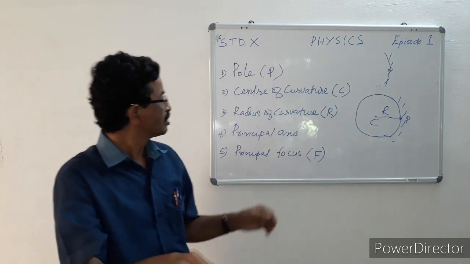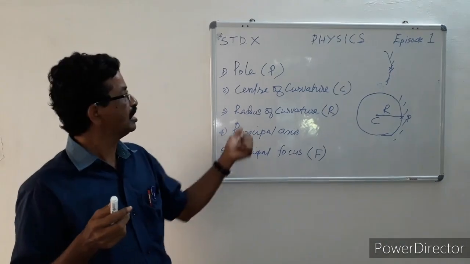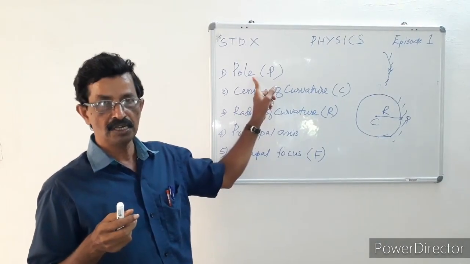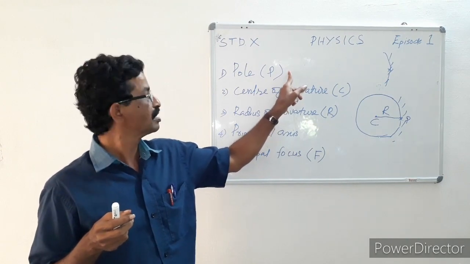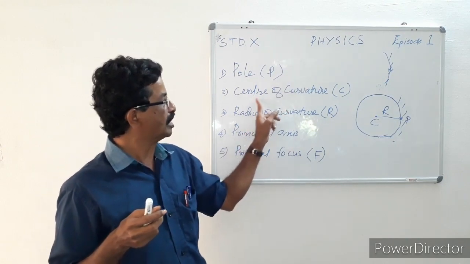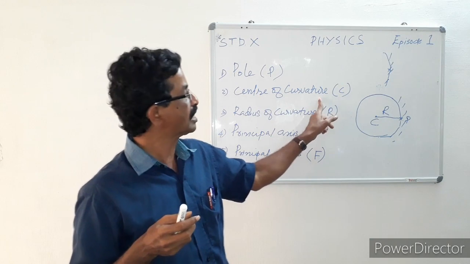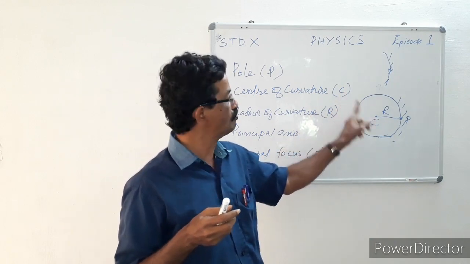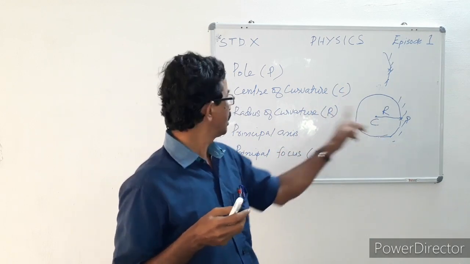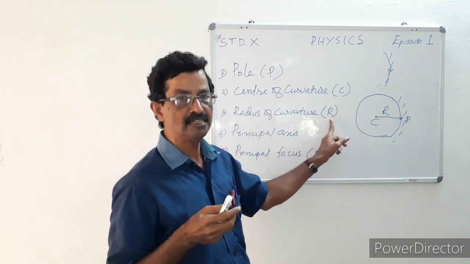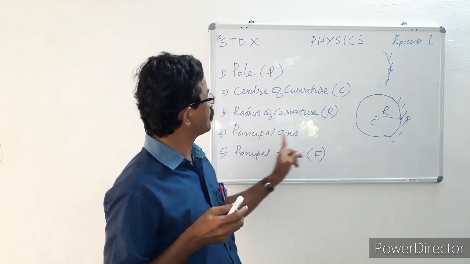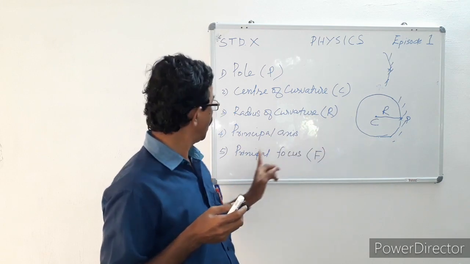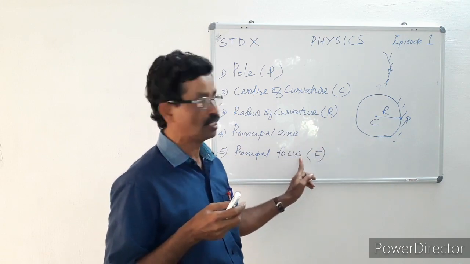Now, once again: the first point is the pole. It is the midpoint of the mirror. The second one is the center of curvature. It is the center of the sphere from which we took that mirror. The third one is the radius of curvature. The fourth one is the principal axis. And the fifth one is the principal focus.